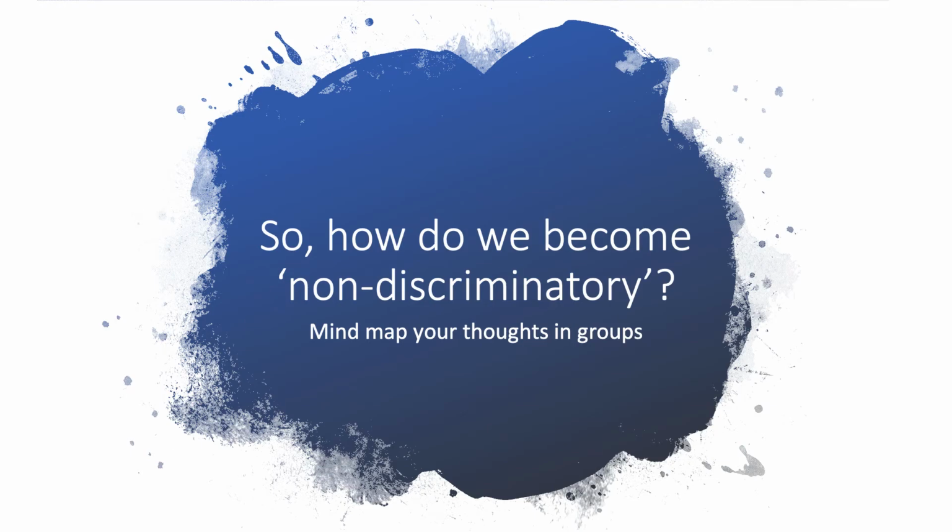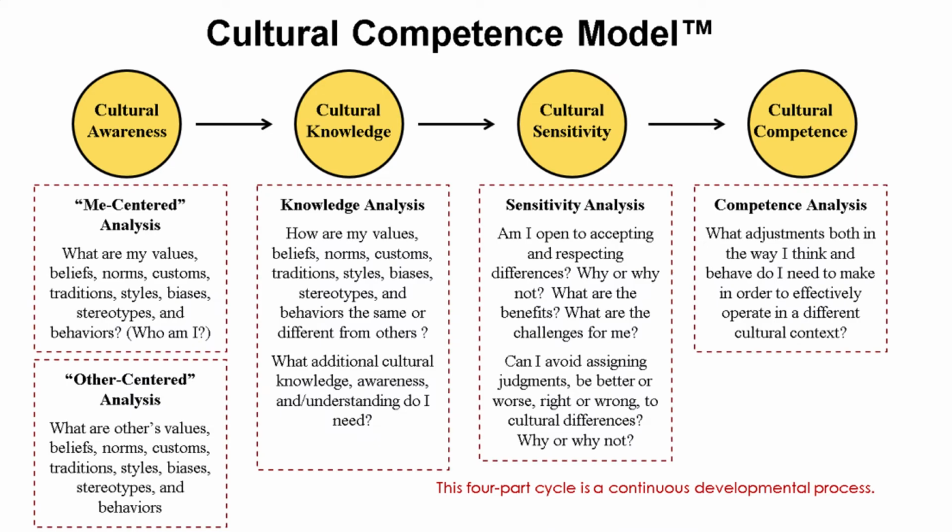So how do we become non-discriminatory? I don't want you to mind map your thoughts in groups, obviously, because we're not in class, but I'm going to talk to you about a few different models and a few different theories that have been suggested which can help us to become non-discriminatory. So the first one is this idea of the cultural competence model. And it's a 4-stage process which we should go through. And if we go through this and we ask ourselves questions at certain points of the process, then we will be able, or hopefully move towards becoming what we call culturally competent.